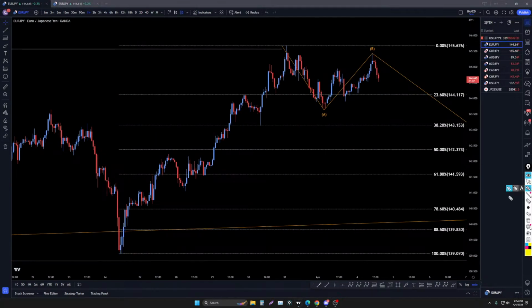Now, why do I think it's going down now? This morning I was thinking that it was going up, because the market showed me a new shape. I am very, very open to my analysis.